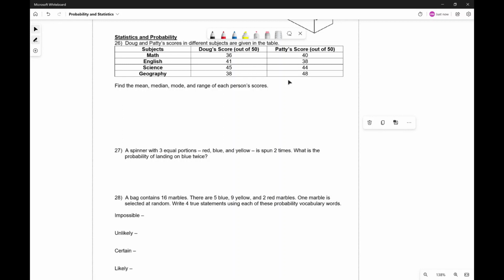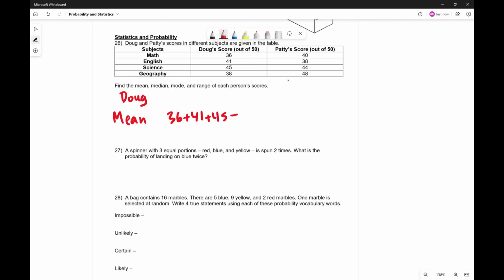So let's find Doug's mean. To find the mean, you take the sum of all the scores for math, English, science, and geography, then divide it by the total numbers that exist. So we're taking 4 different subjects, so we'll just add all the values first. So 36 plus 41 plus 45 plus 38, and then divide it by the 4 different subjects.